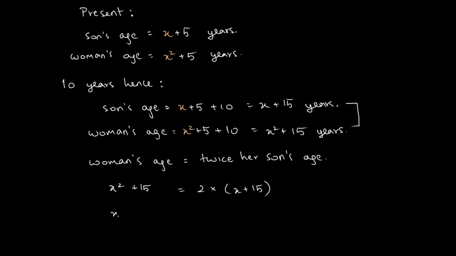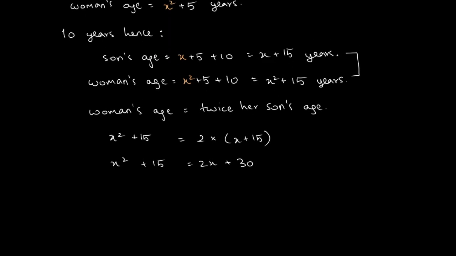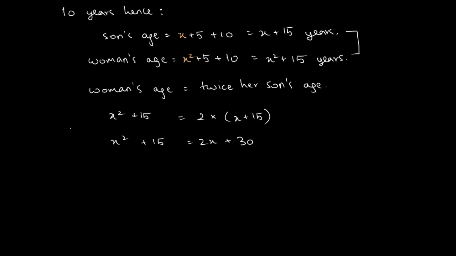Let's expand this one. We have x squared plus 15 is equal to 2x plus 30. Now I want to rearrange it to get a quadratic in the standard form, in my general form. So that becomes x squared, and 2x on the left hand side will become minus 2x, and it's plus 15 minus 30 on this side. Plus 15 minus 30 makes it minus 15, and this is equal to 0. So I have x squared minus 2x minus 15 equal to 0. This is my quadratic equation which I need to solve.